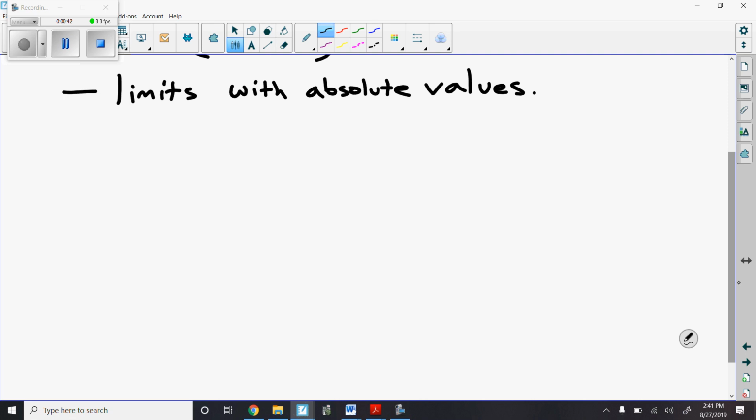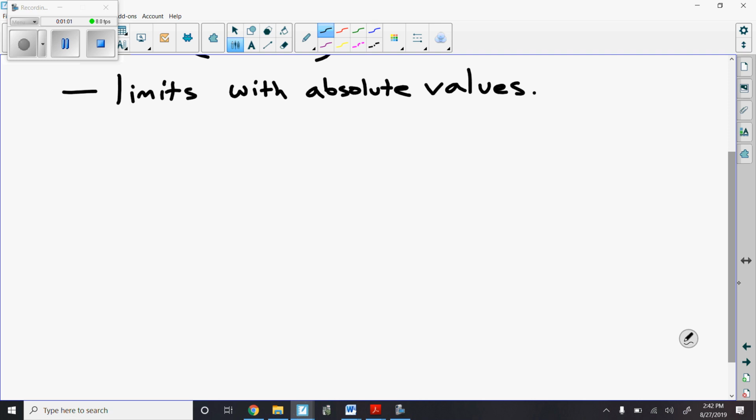By the way, the AP test is totally fine with you referring to it as the IVT, but when you say the full name, intermediate value theorem, it does help us understand the concept behind it. So here's what we have.